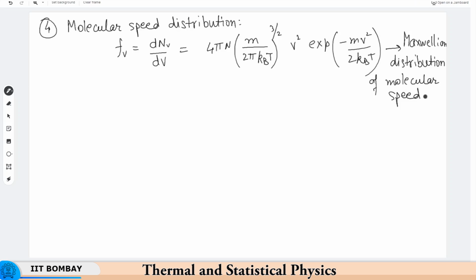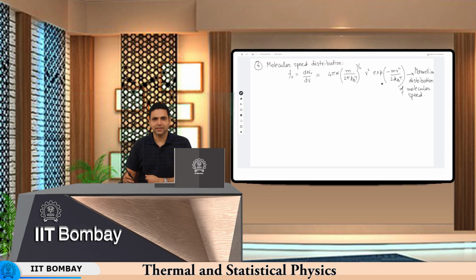Right? And we saw how it varies with temperature. This basically tells us how many molecules are moving with a certain velocity within a given range dv. So basically it gives you the probability of a gas molecule moving with a certain speed.